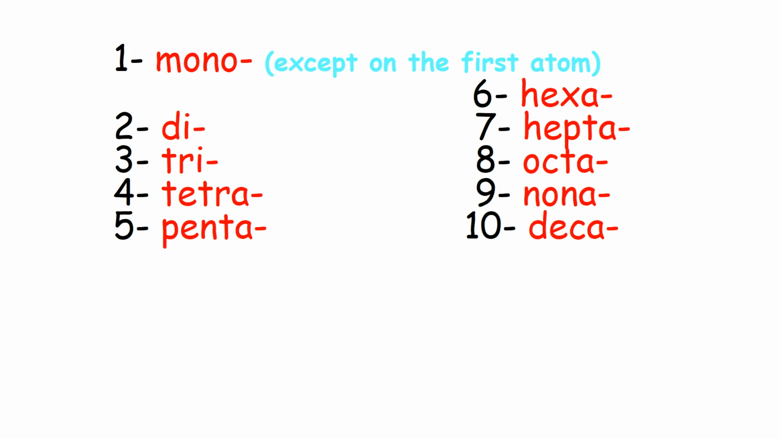All right. So going back to this. Remember these prefixes: mono is 1, di is 2, tri is 3, tetra is 4, penta is 5, hexa is 6, hepta is 7, octa is 8, nona is 9, and deca is 10. The mono, again, we only include it if it's the second atom that has 1. We don't ever put mono on the first name. So if the first element only has one, then we don't use mono. We just say what the element is.